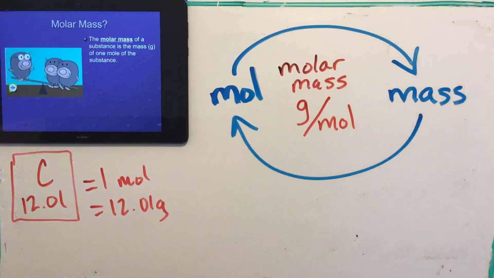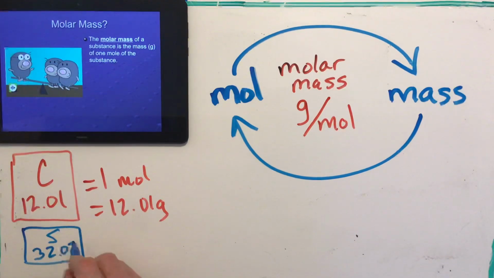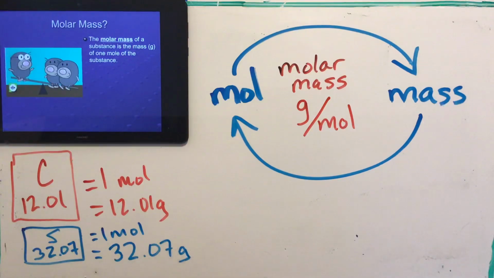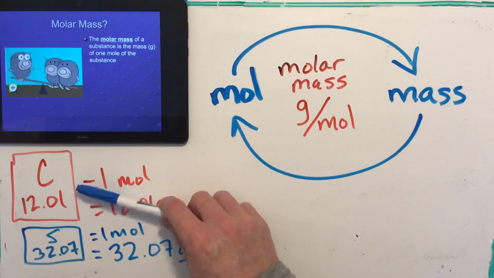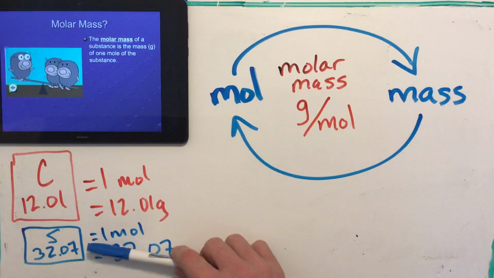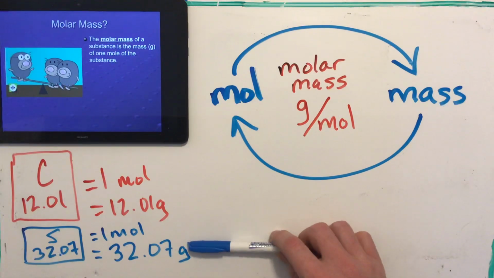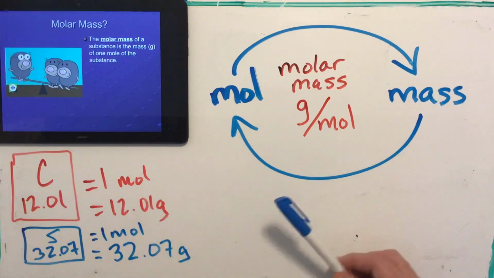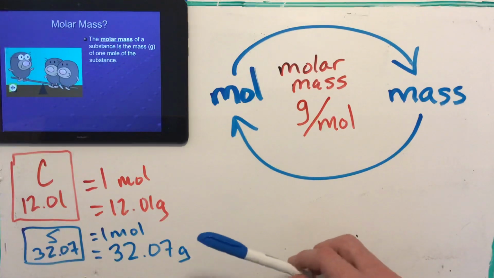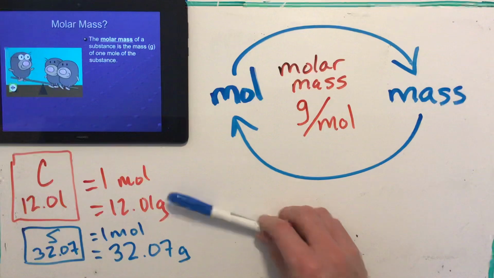But then we looked at sulfur. And sulfur, if you remember, was 32.07. And we said that means 1 mole of sulfur, if we put that on a scale, it would weigh 32.07 grams. And then we talked about, well, carbon has fewer protons and fewer neutrons and electrons than sulfur. Sulfur is a bigger atom. So of course, if it's got more parts, and those parts make up the mass, it has a bigger mass. Carbon, having fewer parts, fewer subatomic particles, protons, neutrons, electrons, has a lower mass.